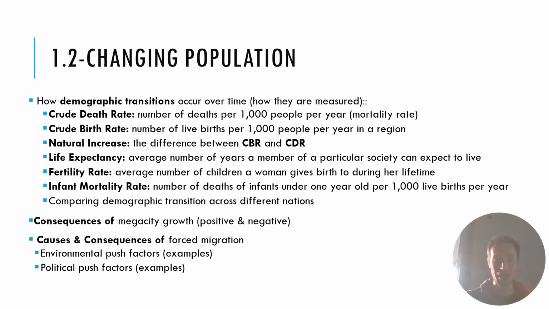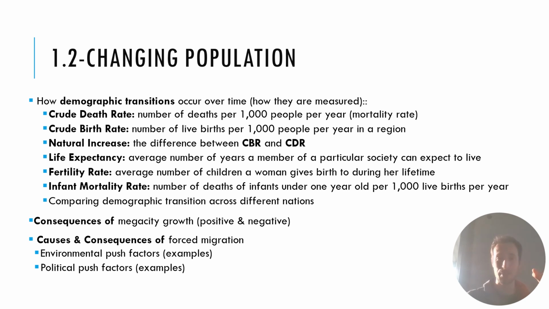1.2 was about changing population. So this is just looking at demographics, or the study of population and how populations transition or change over time. The key vocab terms that you need to understand are the things that relate to demographic transition. So we have the crude death rate right there, number of deaths per 1,000 people, also known as the mortality rate. You need to be able to understand, if you're given information, how to find the crude birth rate.